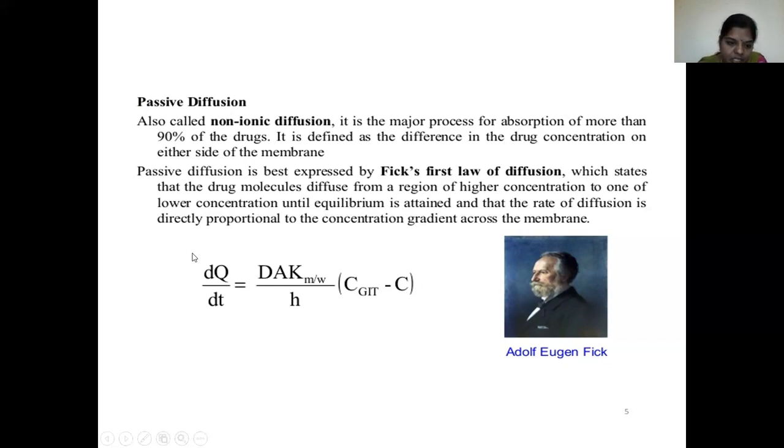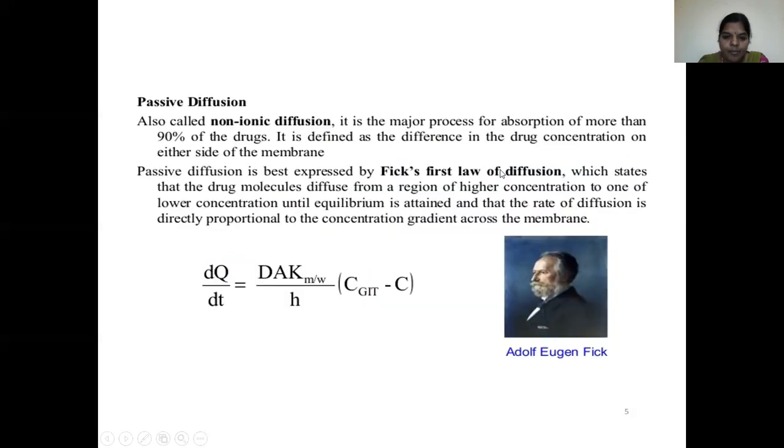Here dQ/dt is the rate of diffusion, D is the diffusion coefficient, A is the surface area, Km/w is the partition coefficient between the membrane and the bulk of the solution. And h is the thickness of the membrane, C_GIT is the concentration of drug in the GI lumen, and C_p is the concentration of drug in plasma. I explained this already. If you have any doubts, go through the first class, okay?